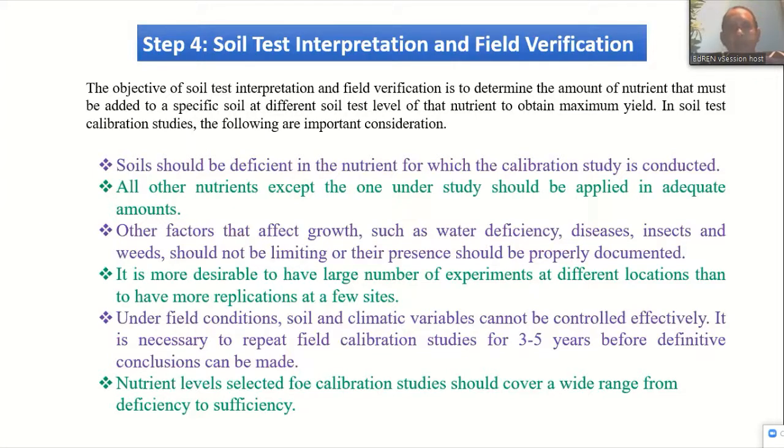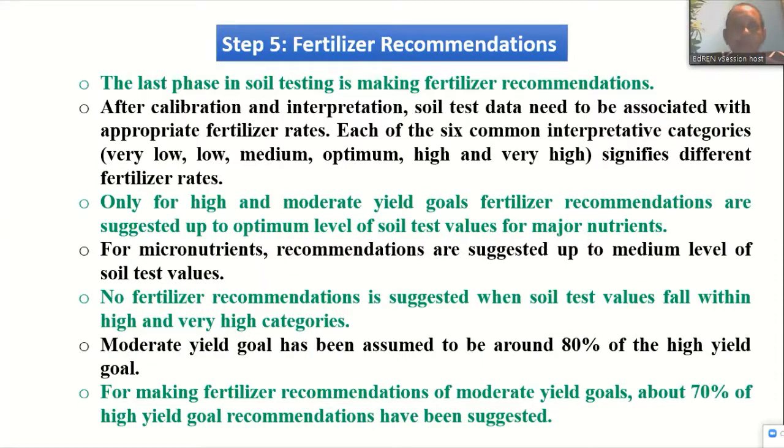And after that interpretation, we need to confirm with a field trial, that is called field verification, whether actually that deficiency symptom was due to that nutrient or not. Sometimes nutrient deficiency symptoms interact with each other, and they look similar, but actually that is not the cause. And finally, we make a fertilizer recommendation based on the yield goal. For example, we want to make a high yield, low yield, or medium yield.